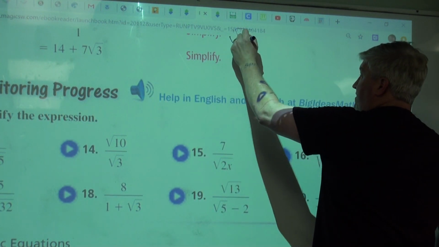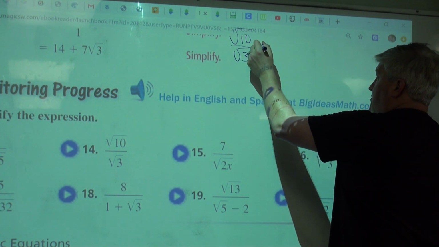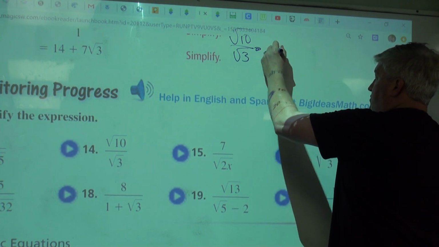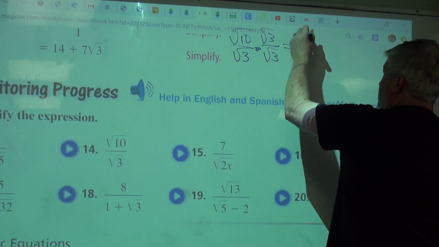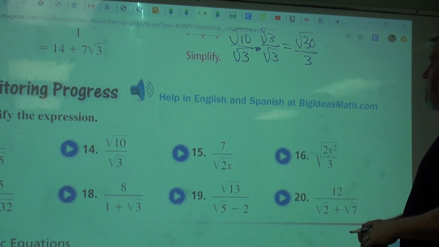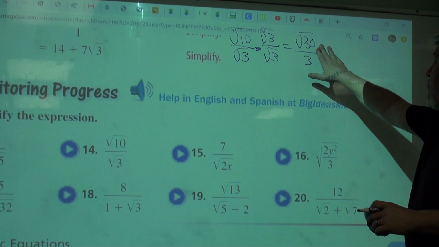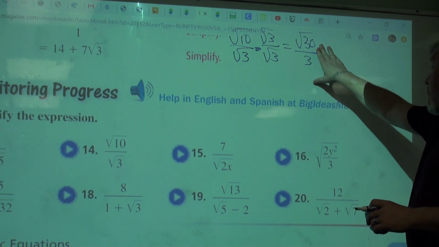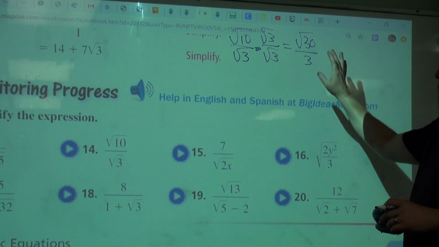14, the square root of 10 over the square root of 3 equals, we multiply by the square root of 3, top and bottom. That leaves us with the square root of 30 over 3. Do a quick check to make sure you're not leaving out any perfect squares that are divisible into the square root of 30. 1 and 30, 2 and 15, 5 and 6. Nope, done. The square root of 30 over 3.